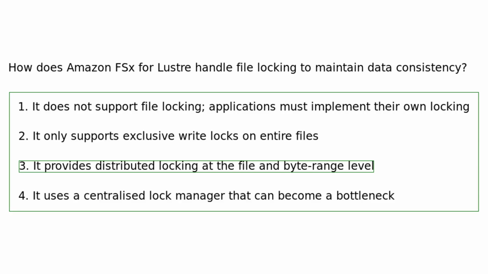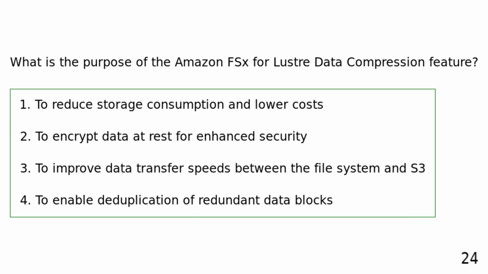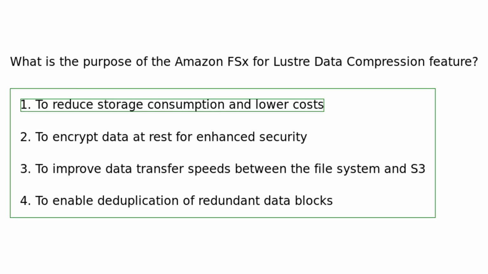access where possible. What is the purpose of the Amazon FSx for Lustre data compression feature? To reduce storage consumption and lower costs. To encrypt data at rest for enhanced security. To improve data transfer speeds between the file system and S3. To enable deduplication of redundant data blocks. The data compression feature in FSx for Lustre aims to reduce storage consumption by compressing data, which can lead to lower storage costs without sacrificing performance.